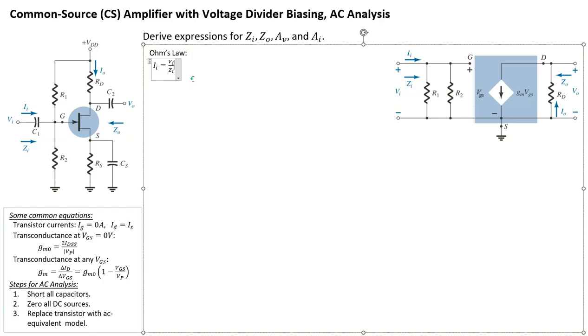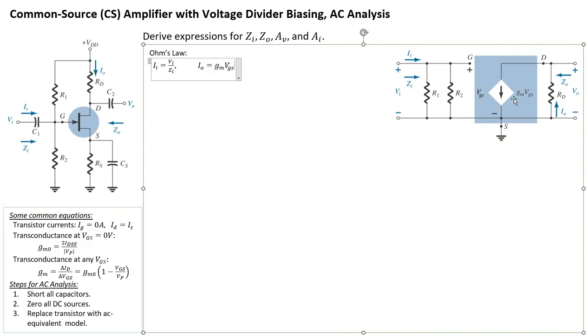And then let's have a look at IO. Well, IO is over here. IO is a current that flows this way, going up through RD. And since there's nothing on the right, it'll go towards the left and come down here, and therefore it is actually gm VGS, in the same direction. So therefore, IO is simply gm VGS.